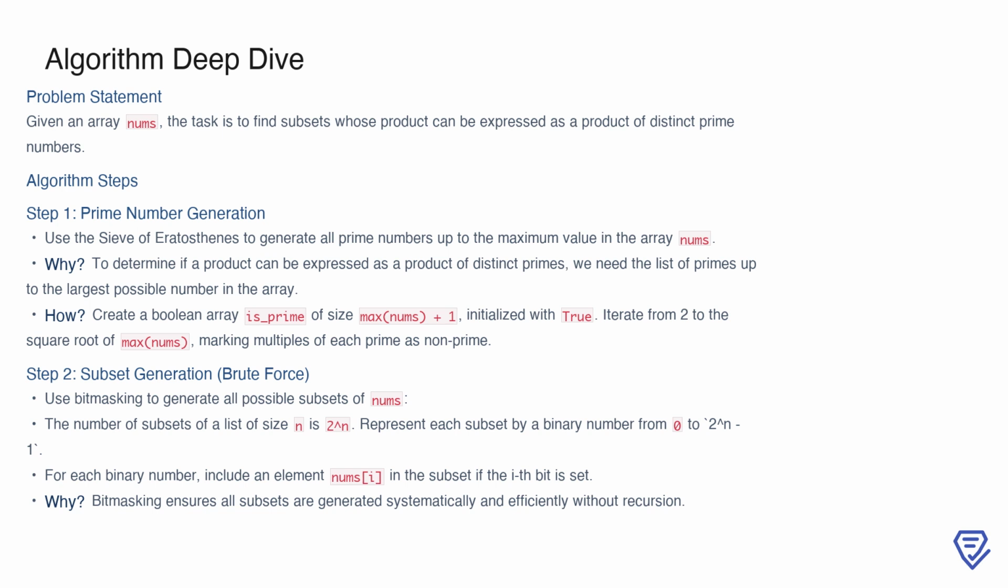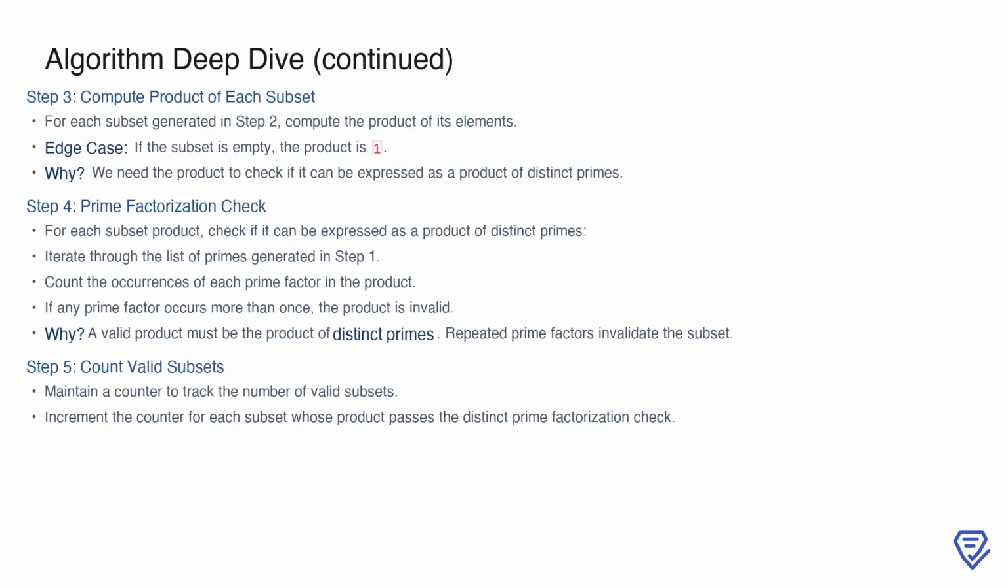Once we have our primes, the next step is to generate all possible subsets of the array. We can use bit masking for this, which is a powerful technique that represents each subset as a binary number. For an array of size n, there are 2^n possible subsets, and each binary number from 0 to 2^n - 1 corresponds to a unique subset. This systematic approach ensures that no subsets are missed and avoids the overhead of recursion, making it efficient for this task. After generating all subsets, the next step is to compute the product of each subset. If a subset is empty, its product is defined as 1.